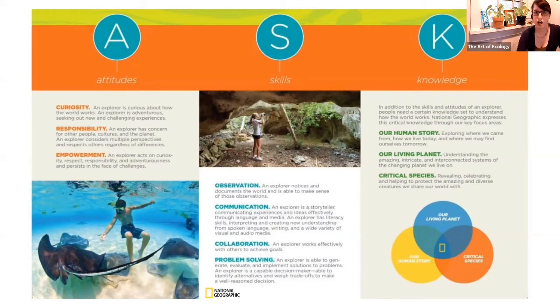And then their knowledge points of the framework. We have learning about the human story. National Geographic is very interested, and their goal is to be explorers and storytellers. So we want to know where we've come from, where we're going. And it's really great when we can combine that with looking at how the planet is changing, how the environment is changing, and how the wildlife that lives in those biomes and habitats is changing as well.